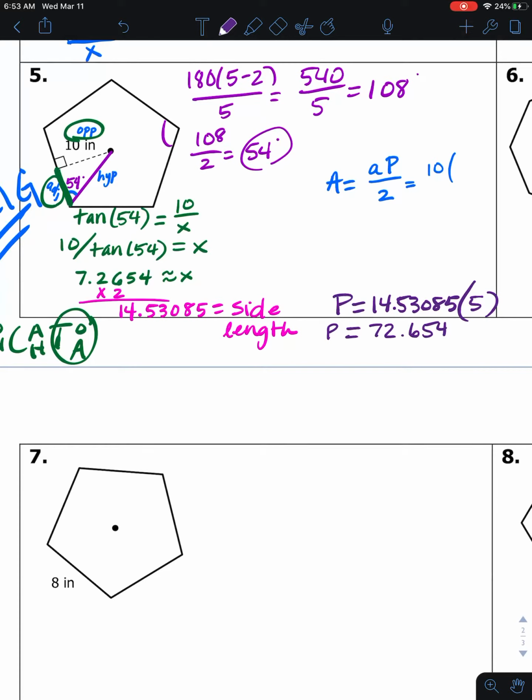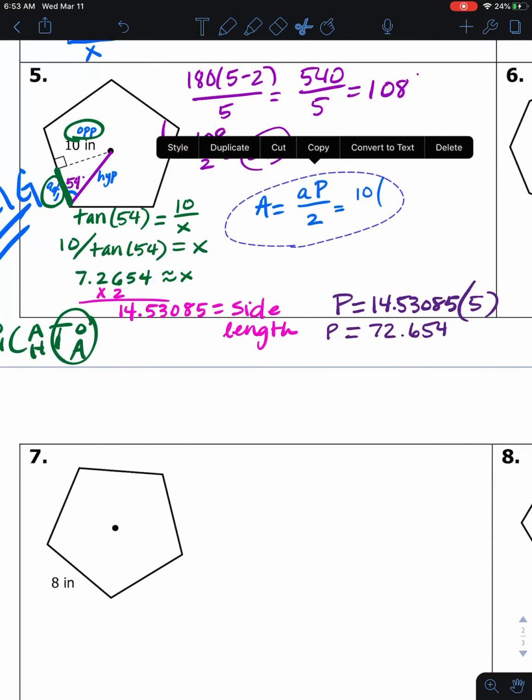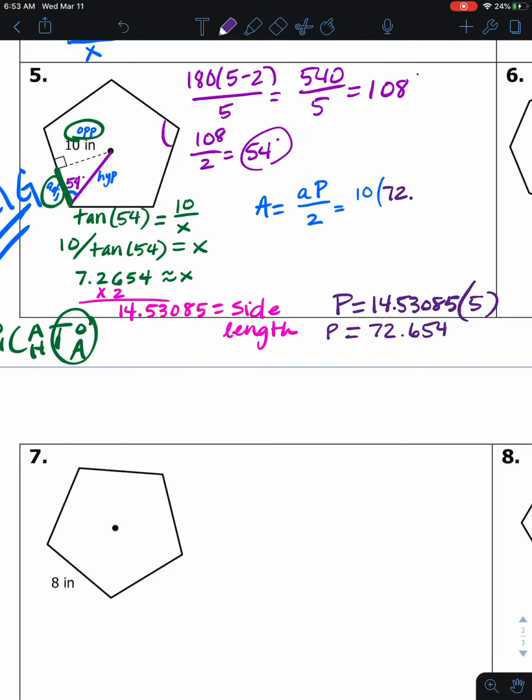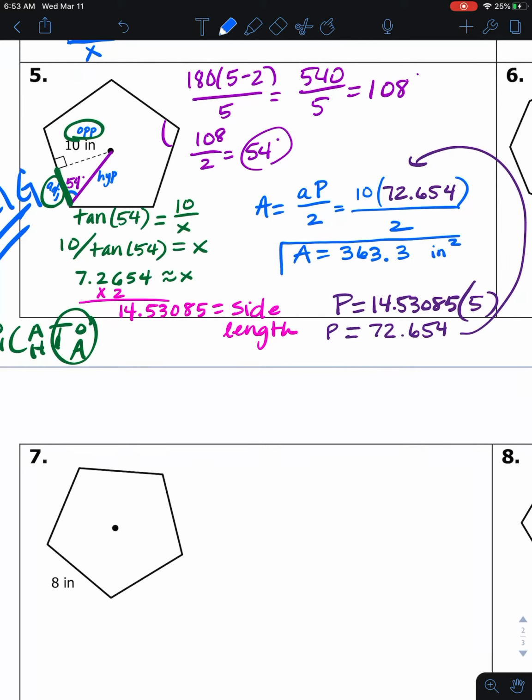Okay? So that goes in my formula here, 72.654. And then don't forget to divide that by 2. So I'm going to multiply by 10, divide by 2. So my area is 363.27, so I'm going to round to 363 inches squared. Woo! Way to go!